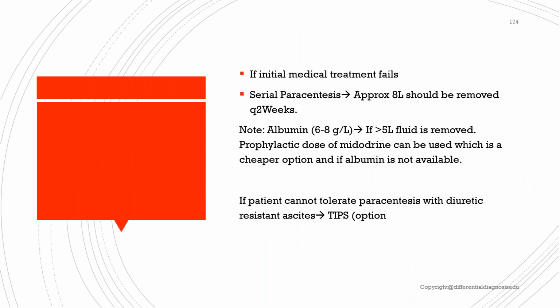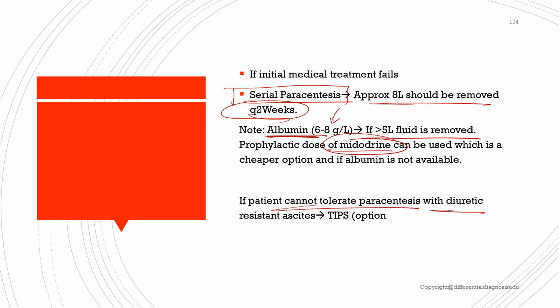Now, if the initial treatment fails and the patient has diuretic resistant ascites, then the only option is serial paracentesis. The goal is to remove 8 liter every 2 weeks. Whenever you remove the fluid, you can use albumin, especially if you are removing more than 5 liter, at 6 to 8 gram per liter. Albumin is sometimes expensive, and if it is not available, you can also use midodrine. If the patient cannot tolerate paracentesis, then the last option is TIPS.